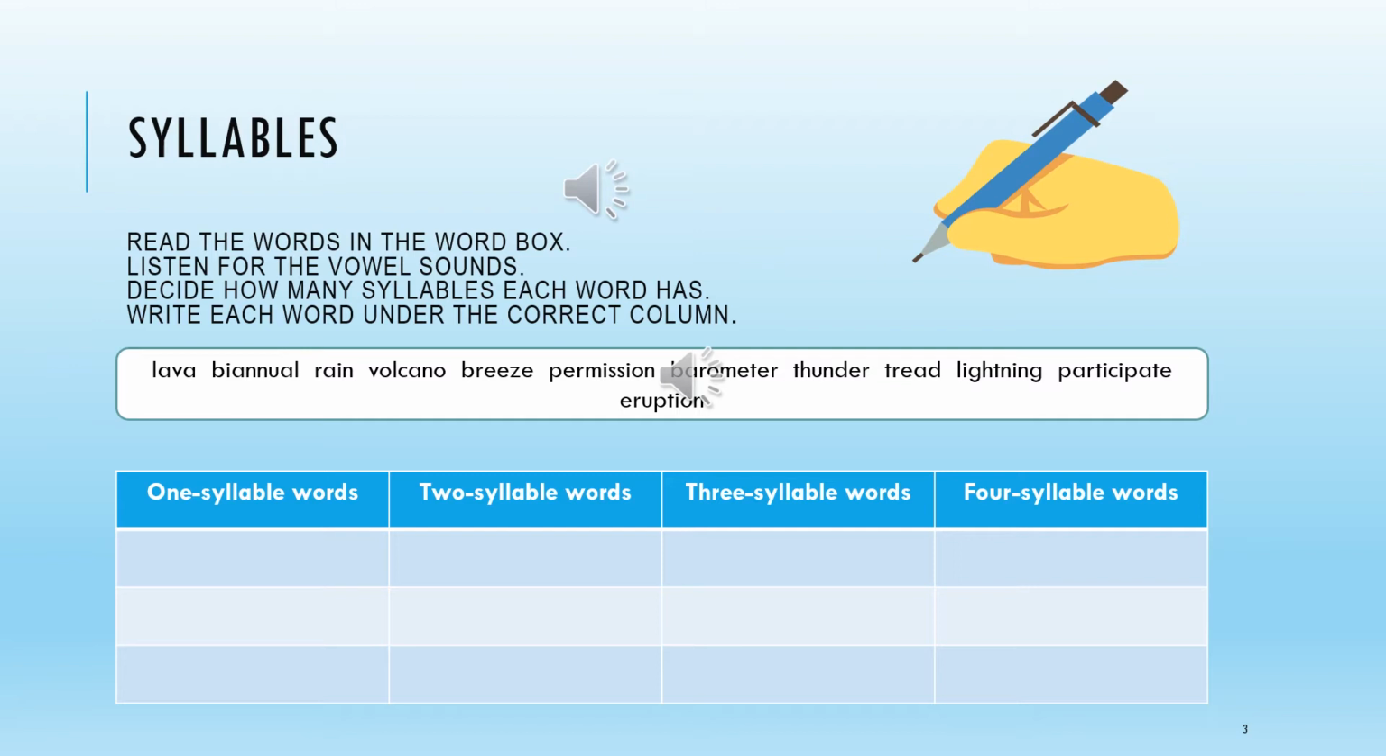Now that you hear the words, you are going to write down how many syllables each of the words has. If it only has 1, you're going to write it down right here under the column. 2-syllable words, then you have 3 and 4. Make sure that you complete this chart in your notebook.